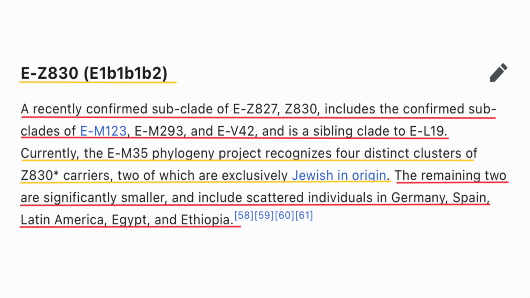Currently, the E-M35 phylogeny project recognizes 4 distinct clusters of Z830 carriers, 2 of which are exclusively Jewish in origin. The remaining 2 are significantly smaller and include scattered individuals in Germany, Spain, Latin America, Egypt, and Ethiopia.